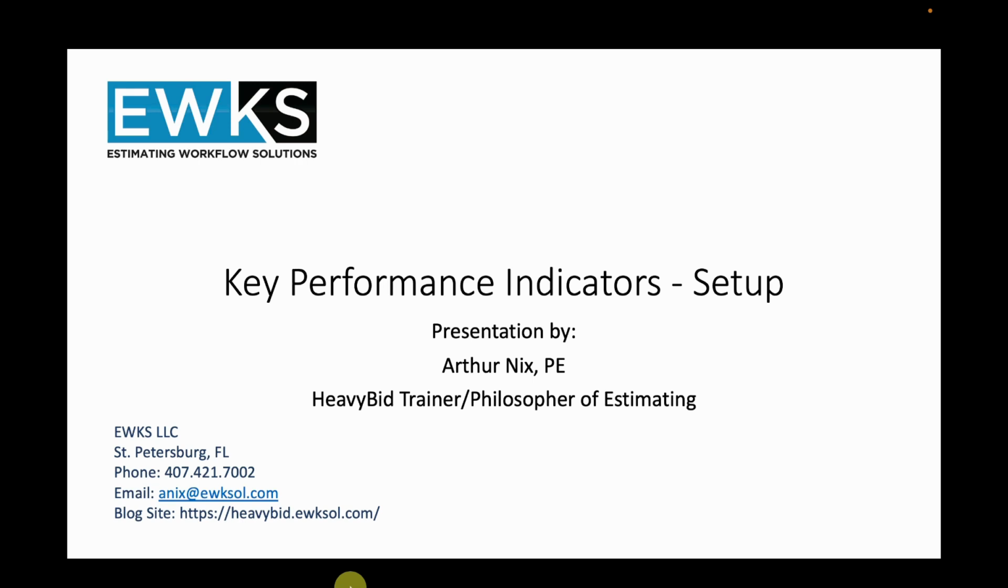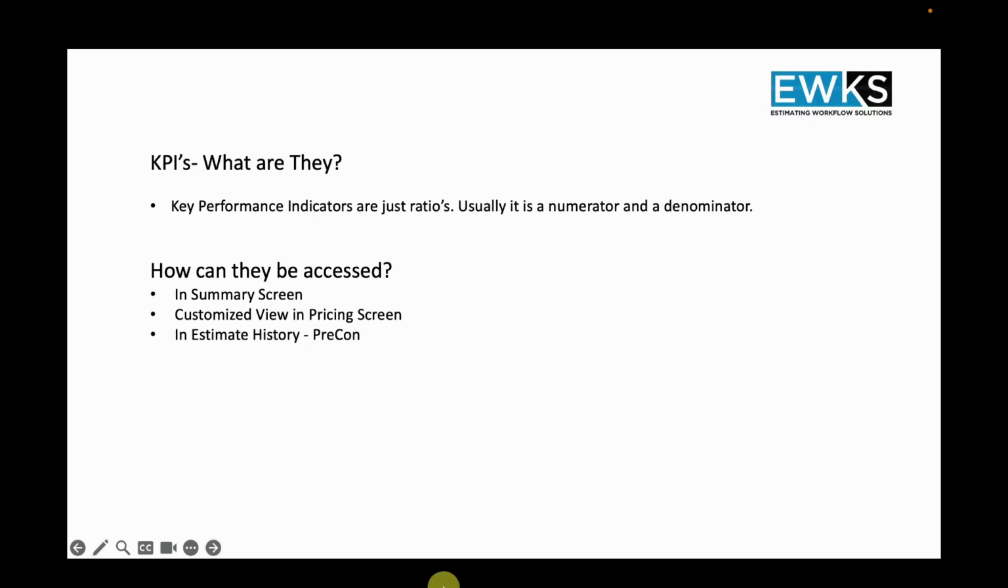Today, I'm going to discuss setup in HeavyBid of key performance indicators, or better known as KPIs. So KPIs, what are they? Well, they're just ratios. They're usually a numerator and a denominator. So things like labor would be a numerator divided by maybe total cost, or maybe labor divided by total equipment. There are many types of key performance indicators that can help you analyze your estimate.